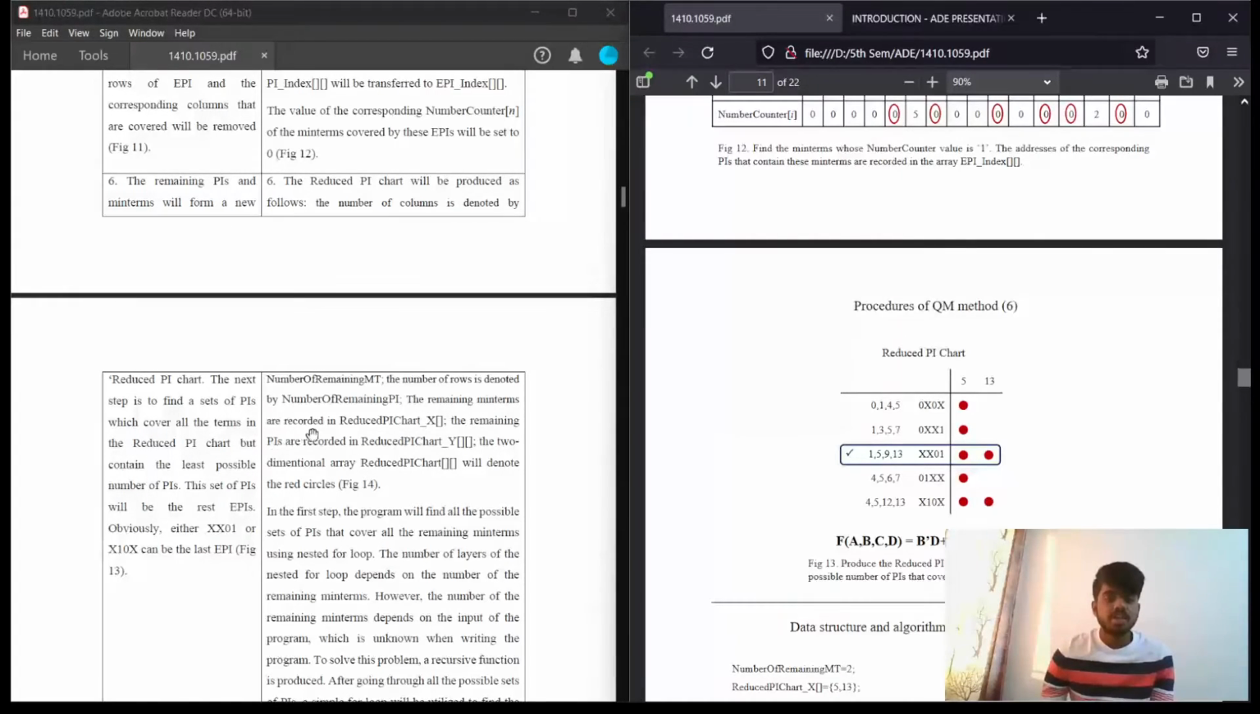The number of min terms is according to the reduced PI chart. So this is a reduced PI chart. The remaining prime implicants are covered in the reduced PI chart. The two-dimensional array for the reduced PI chart will denote the red circles. So this two-dimensional array will actually denote the red circles.